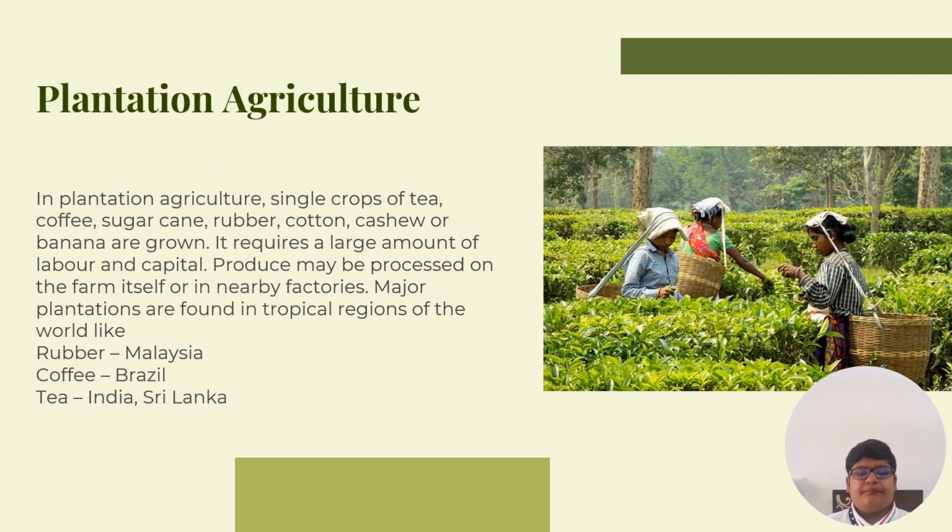Plantation agriculture. In plantation agriculture, single crops of tea, coffee, sugarcane, rubber, cotton, cashew or banana are grown. It requires large amount of labor and capital. Produce may be processed on the farm itself or in nearby factories. Major plantations are found in tropical regions of the world like rubber in Malaysia, coffee in Brazil, tea in India and Sri Lanka.